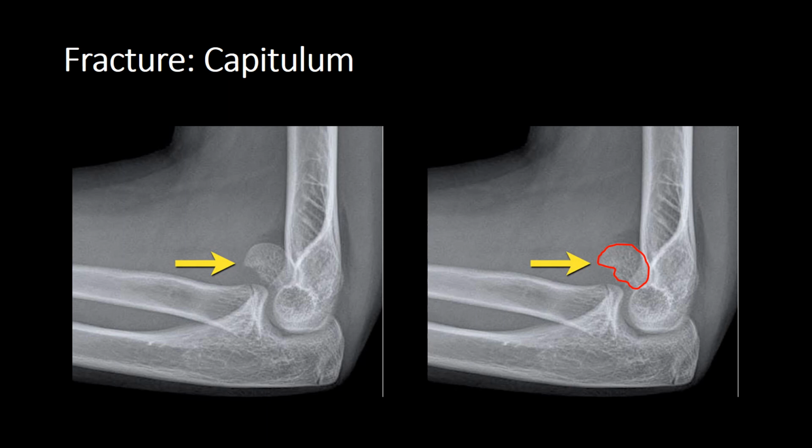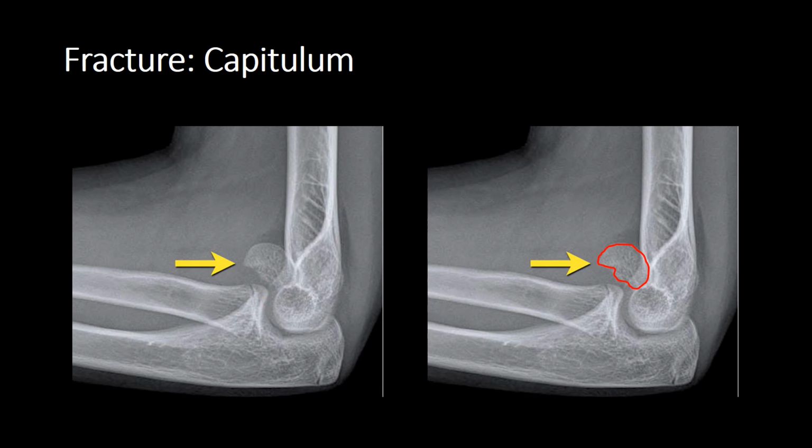It is the lateral view that will demonstrate the classic fracture appearance to the capitulum, whereby the fracture fragment is retracted anterosuperiorly, and we can see that the articular surface of the capitulum points superiorly and the fracture fragment points inferiorly.